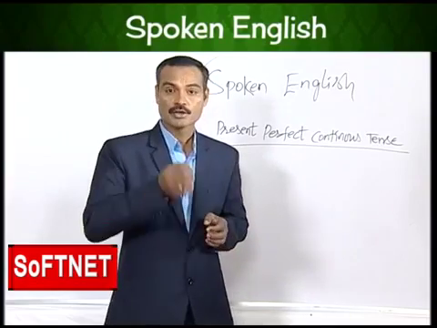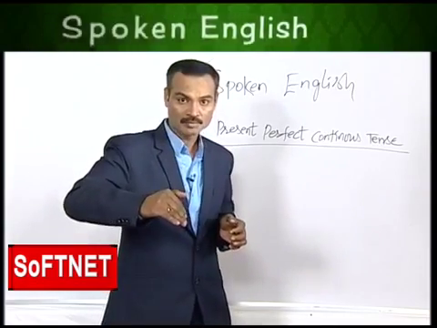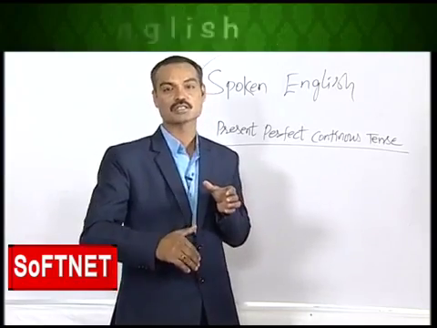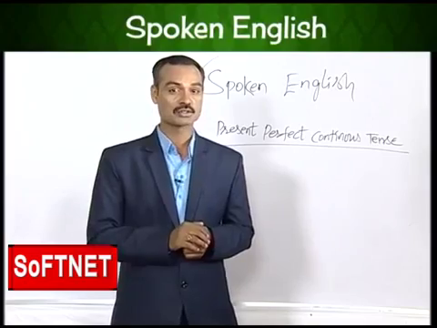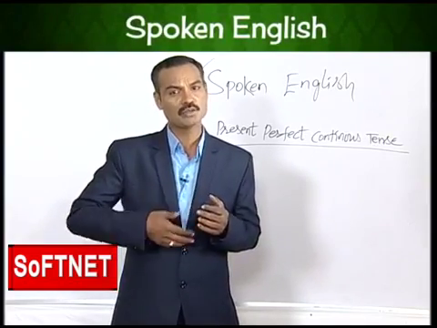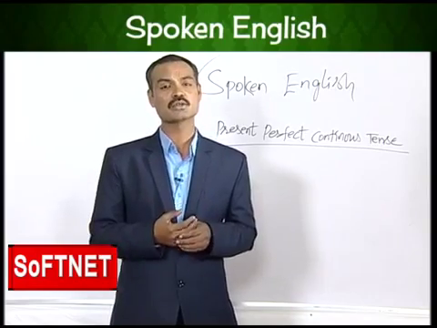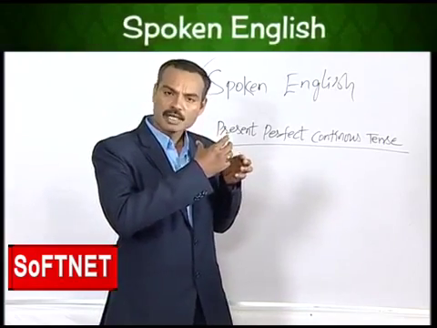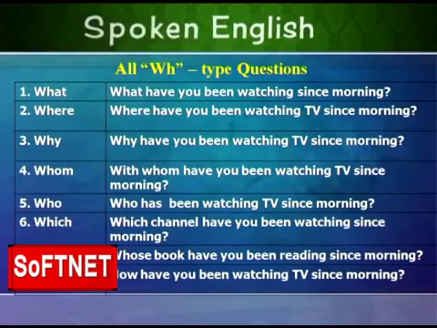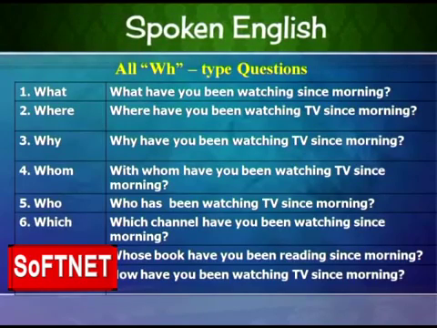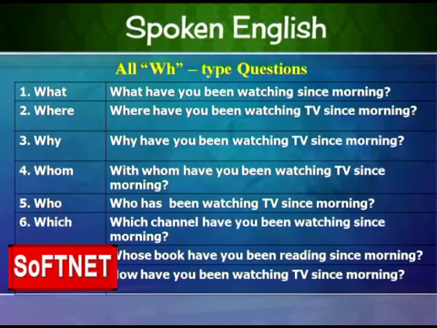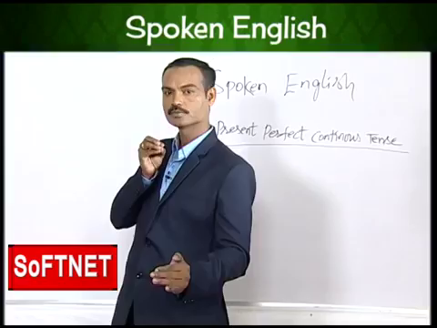See friends, while you are learning, you should practice the total table with only one subject, so that you can get good knowledge of this table. After getting good knowledge, you can change the verbs, you can change the subjects also. For example, please practice the same table with they, okay. What have they been watching, where have they been watching, why have they been watching, how have they been watching. See, very simple. In the place of you, you can use they, okay.